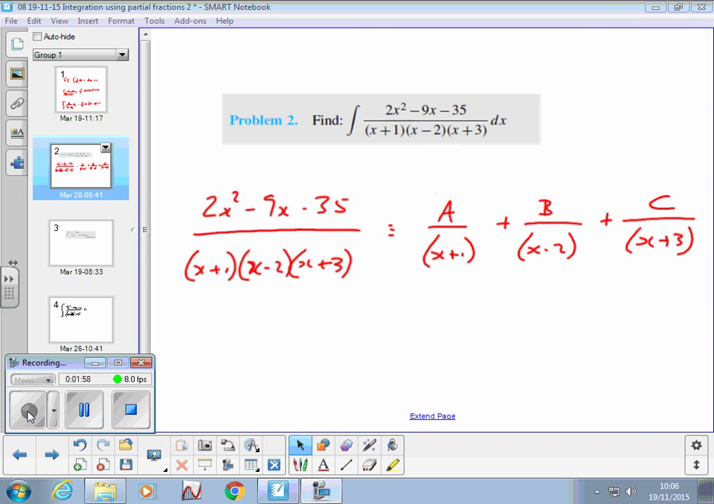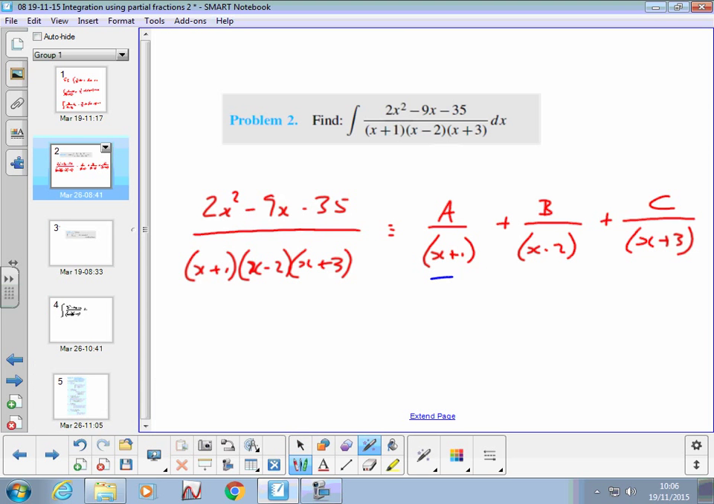So now the overall idea is to focus on this right hand side, recombine this fraction if you like, so that we get this common denominator, and then equate numerators. So it's exactly the same idea. Now what we do is this cross multiply idea. If you think about it, this fraction here, I want it to be something over this whole denominator, x plus 1, x minus 2, x plus 3.